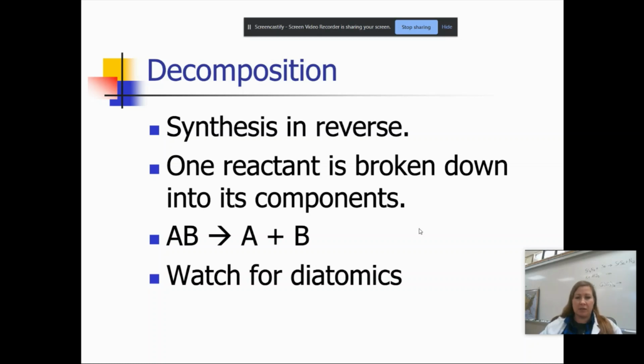For decomposition, it's basically synthesis in reverse. One reactant is broken down into its components. And typically, you're going to see a 2-element compound broken down into its 2 elements. And as long as you write the 2 elements by themselves, you're fine as long as you watch for the diatomic elements. Those are the ones that end in gen or ene, and you'll put a subscript 2 on any of those.